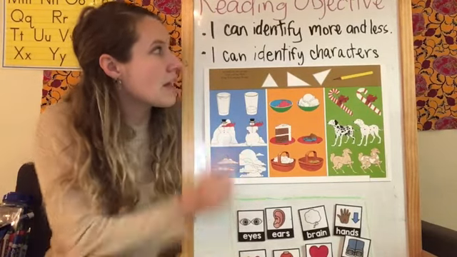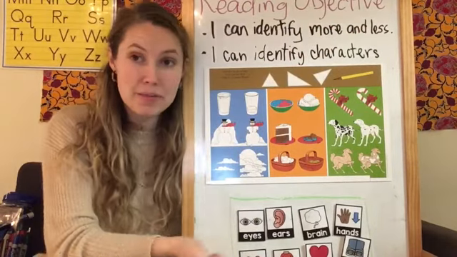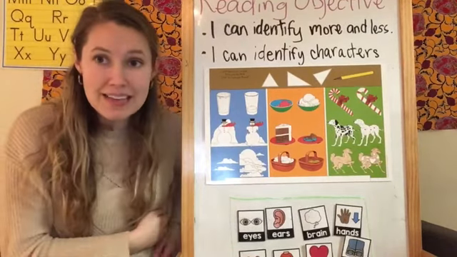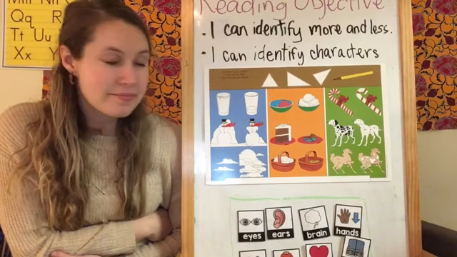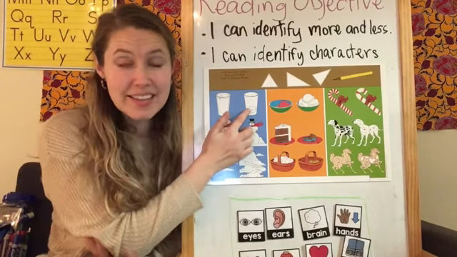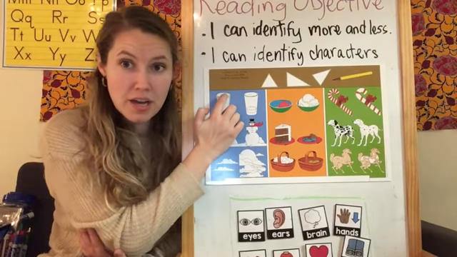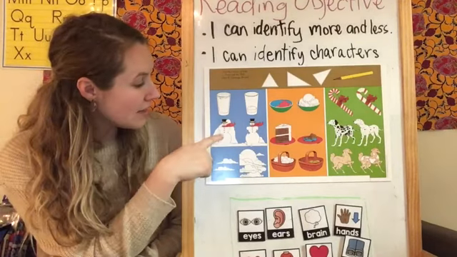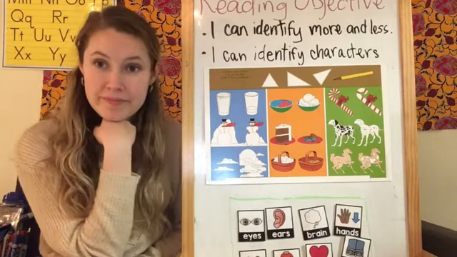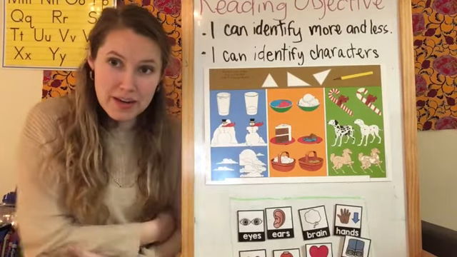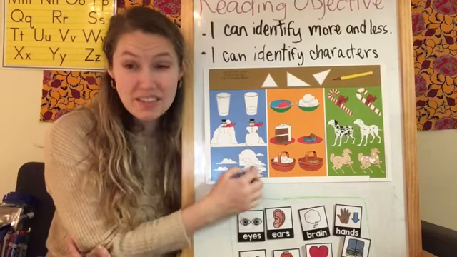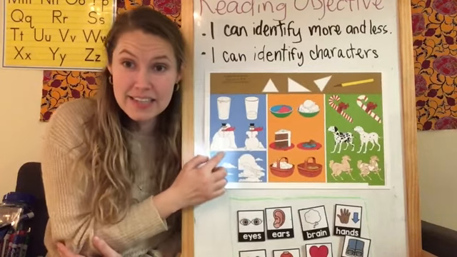And the last thing we're going to be talking about is more and less. Remember, that was part of our objective. What do you see on this whole board that has more of something? I see that this glass of milk has more milk than this glass of milk. See how the milk goes all the way up to the top? I also see that this snowman has more snow than this snowman. What about the clouds? What do you notice about the clouds here? This group of clouds has a lot more clouds than this side does.